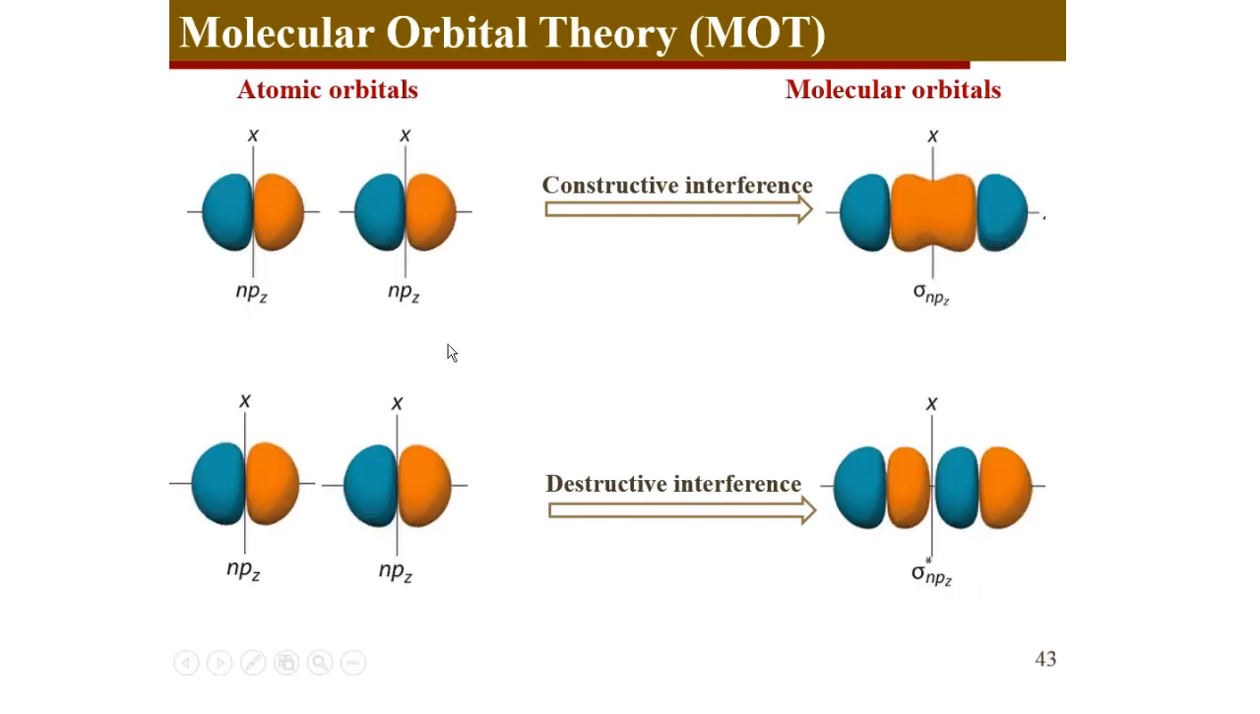And here pz orbitals lie on the same axis, they can undergo axial combination to get sigma pz orbital in the constructive interference and sigma star pz orbital in the destructive interference with a node in between.